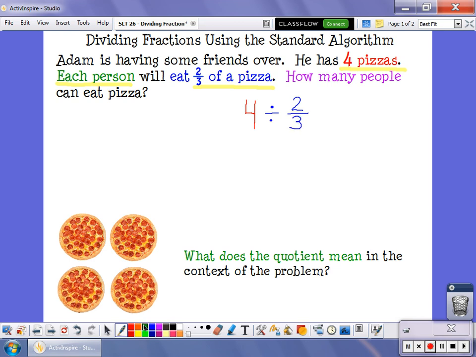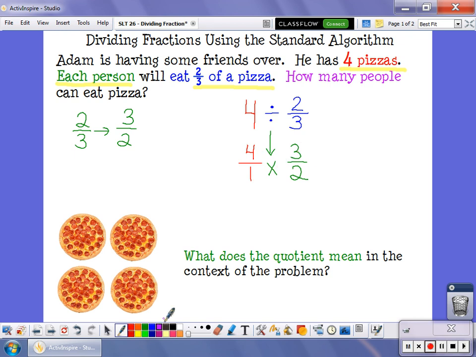Now, the rule for our standard algorithm is you multiply by the multiplicative inverse of our second fraction. So remember, if our fraction is 2/3, our multiplicative inverse switches our numerator and our denominator. So what we're going to be doing is multiplying by 3/2. Now 4 is a whole number, and we know that to multiply a fraction times a fraction, we need to turn that whole number into a fraction. And every whole number can be turned into a fraction by giving it a denominator of 1. So what we have is 4/1 times 3/2.